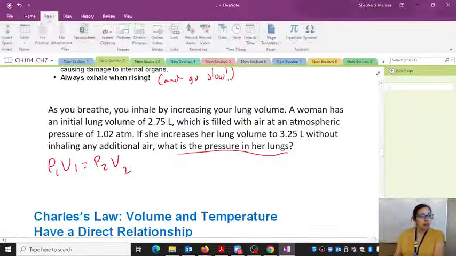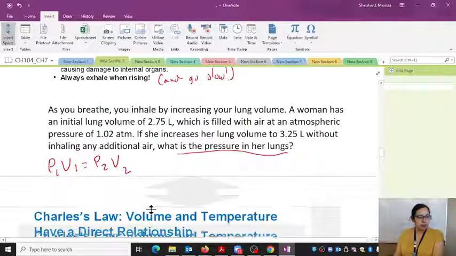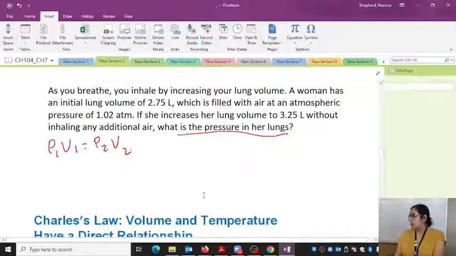And do we have an answer? I see one in the chat. What do we get? 0.863 atm. And chat is telling me that they agree. So let's just go over it together.